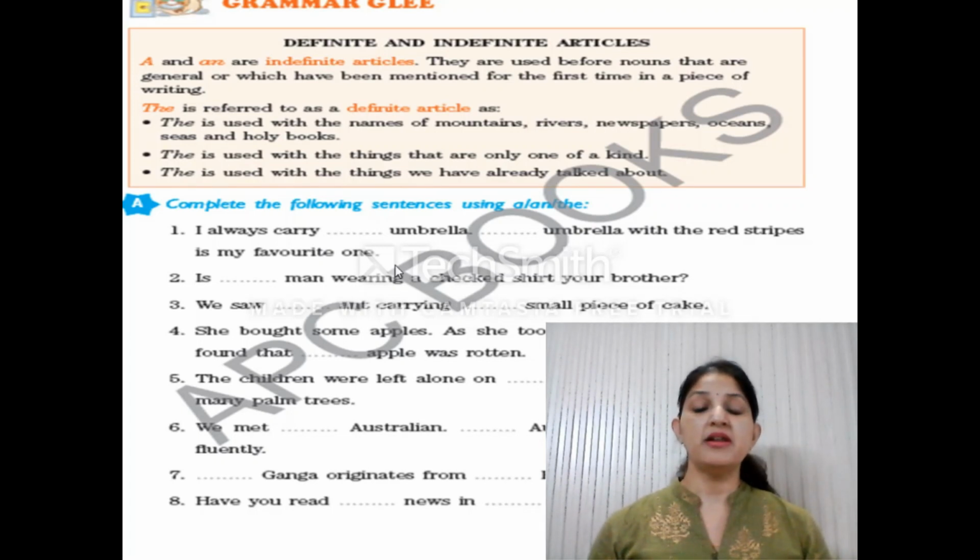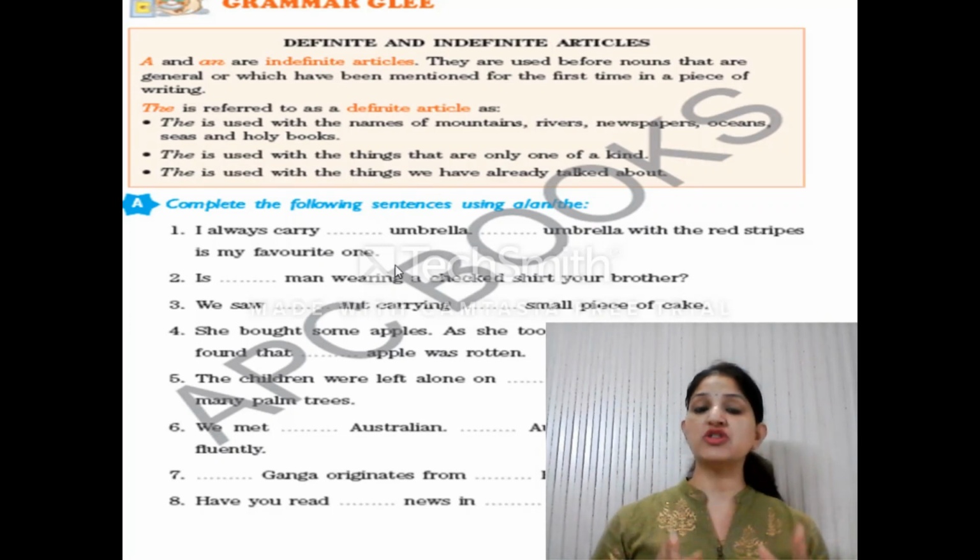For example, in a story you might have seen that whenever we begin a story, we say, once upon a time, there was a boy who lived in a jungle. So for the first time, we used a boy, a jungle. Now when we talk about the same person a second time, we use the. The boy's name was Sham. So when something is talked about for the second time, we use the article the.